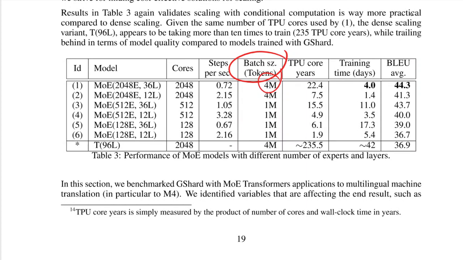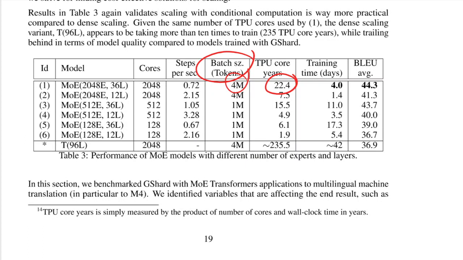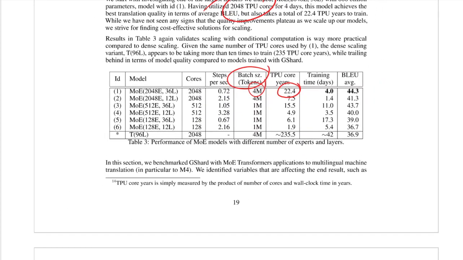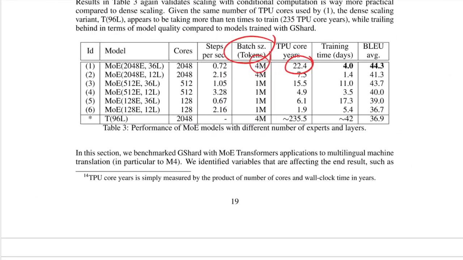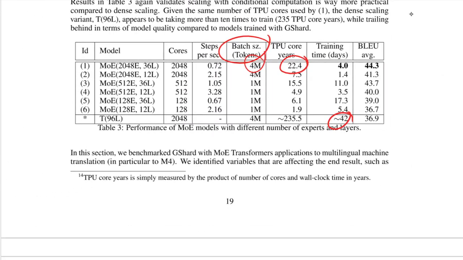Yeah, this is just easy peasy 22 TPU core years. I've seen someone on Twitter saying this is the new measure for computers. It's no longer like flops. It's TPU core years. Just mad. And yeah, so 42 days to train this thing right here.